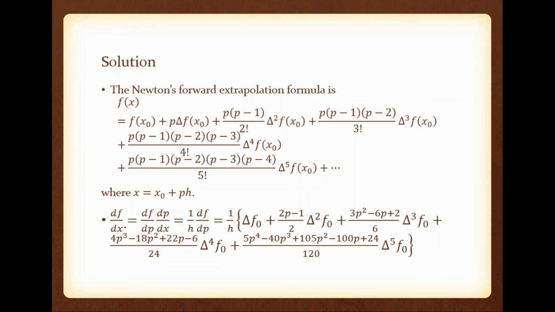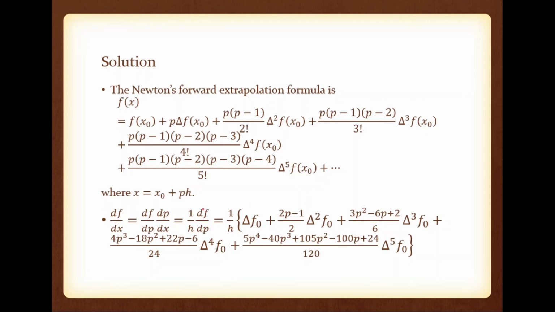We can write df by dx. We already discussed that. Df by dx is equal to df by dp into dp by dx. Am I correct? Df by dx is equal to df by dp into dp by dx. And what is dp by dx? dp by dx is equal to 1 by h. Okay, and what is the remaining term? df by dp. So we can write df by dx is equal to 1 by h into df by dp, equal to 1 by h into.